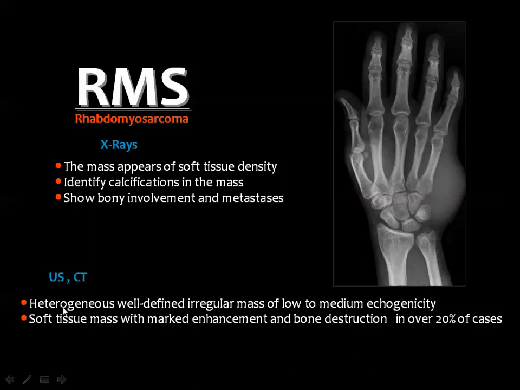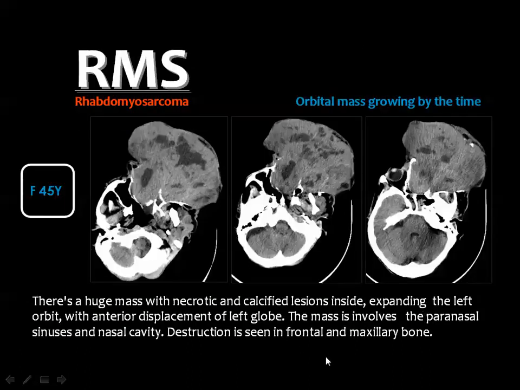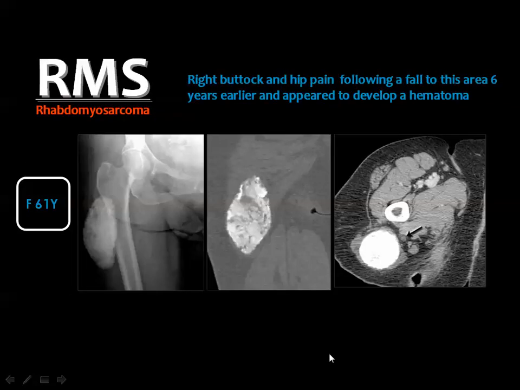On ultrasound and CT, the mass will be of heterogeneous echotexture and density, and whenever you inject contrast material, it will enhance with contrast material. And this is a female patient, 45 years old, with a very big orbital mass. This mass is heterogeneously enhanced. It has infiltrated the orbit, the maxillary sinus, and the ethmoidal air cells, and this was proved to be a rhabdomyosarcoma.